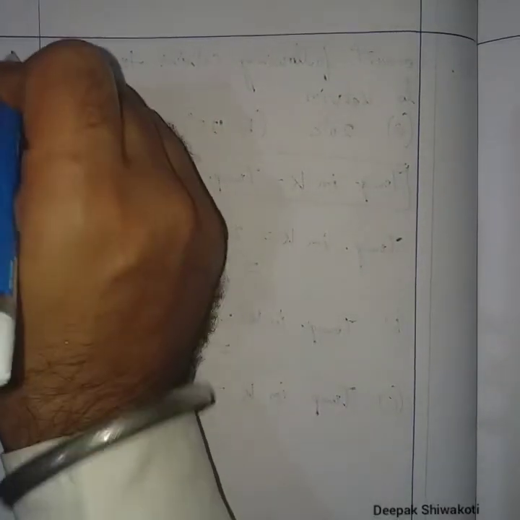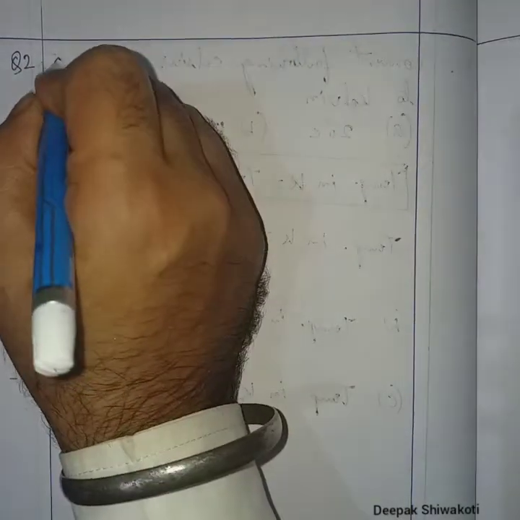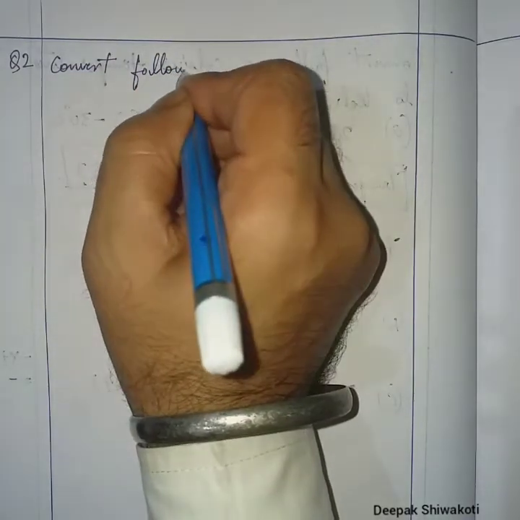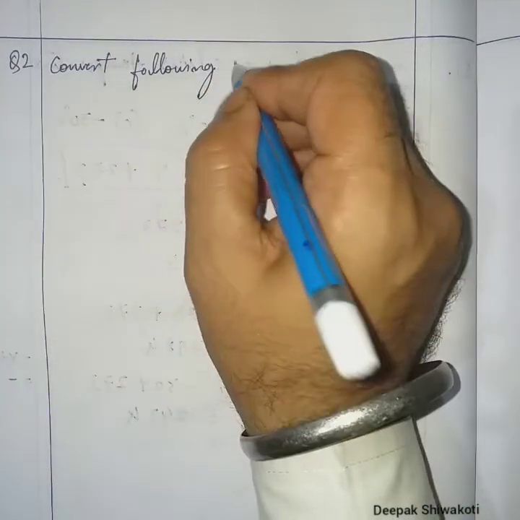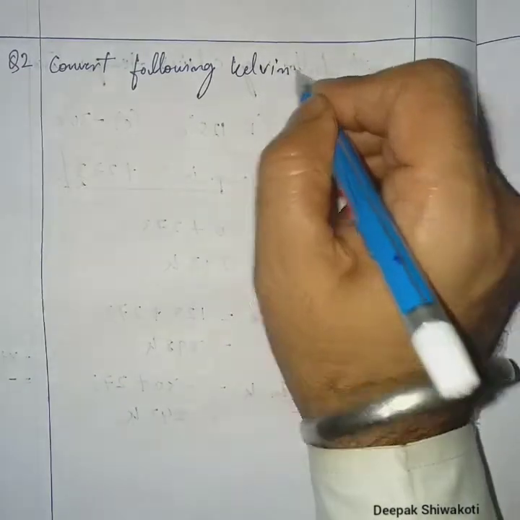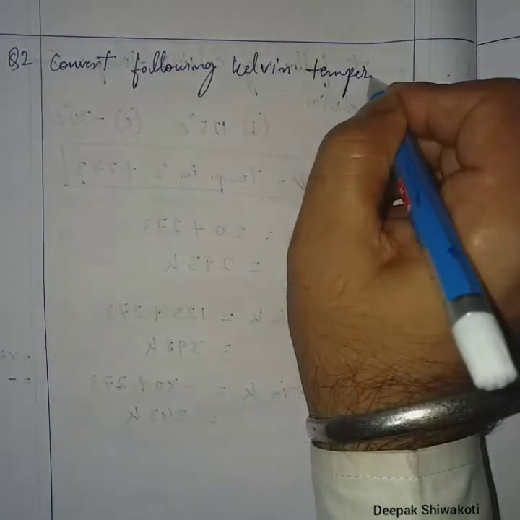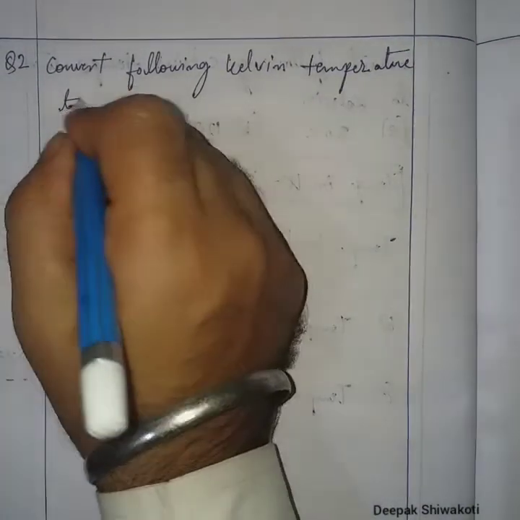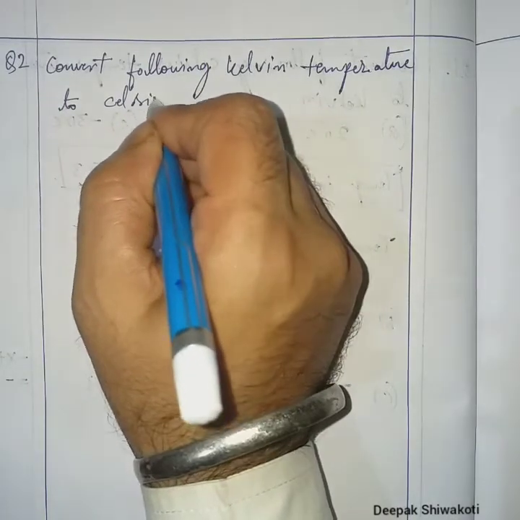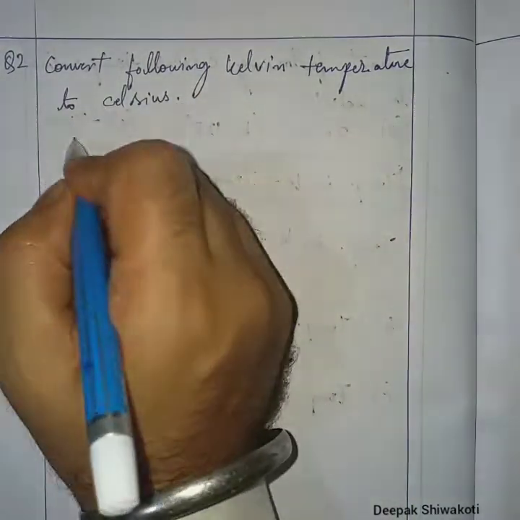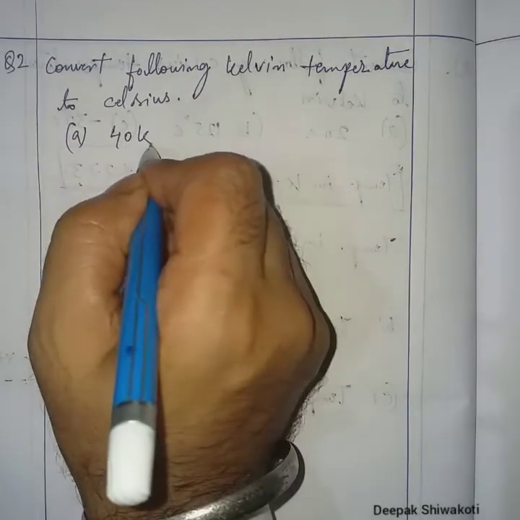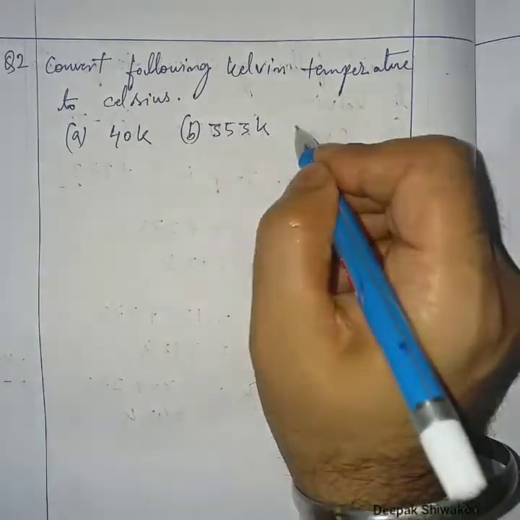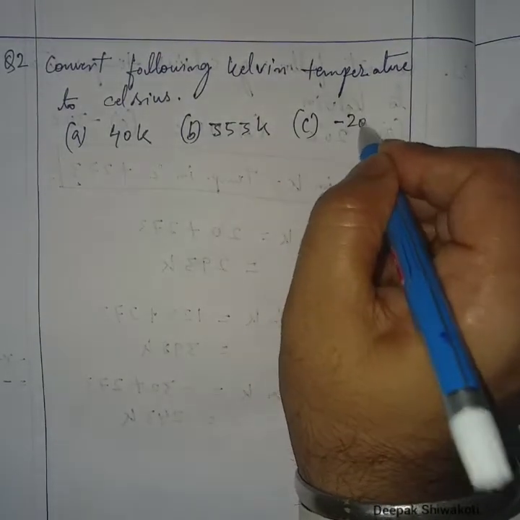Okay, now next is question number 2: convert the following Kelvin temperatures to Celsius. Number A 40 Kelvin, number B 353 Kelvin, number C minus 20 Kelvin.